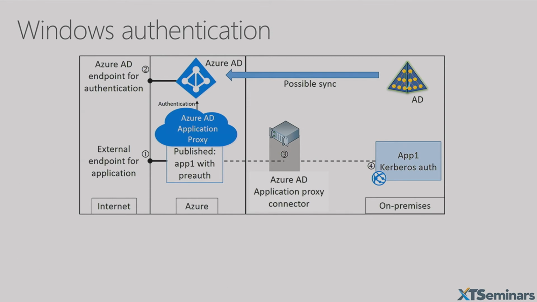So if we want to do Windows Auth, and this is what quite a number of people do, they need to support their legacy applications. What we need to do is somehow get a Kerberos token to that guy on the inside.